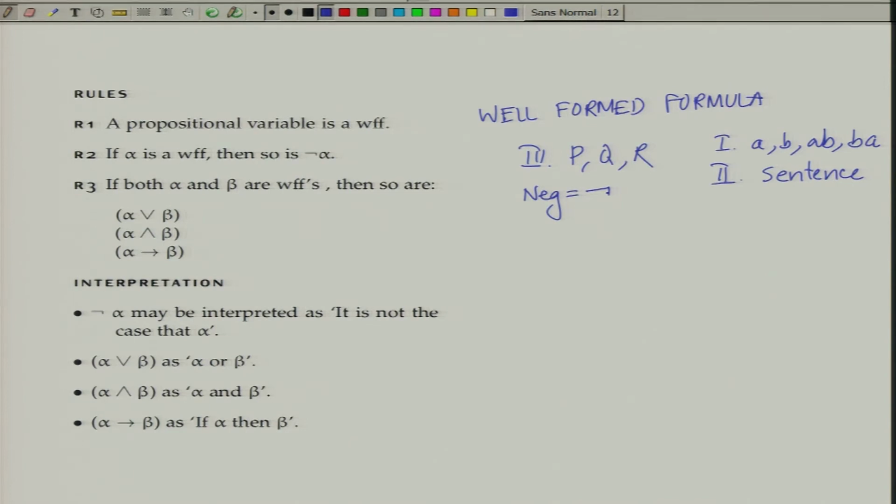That is the first one. Alpha and beta, if alpha then beta. We need not read them in the interpreted form. We can just say alpha, this sign, beta, whatever this sign is. So we could easily do that, because our job now at this level is not to interpret anything.